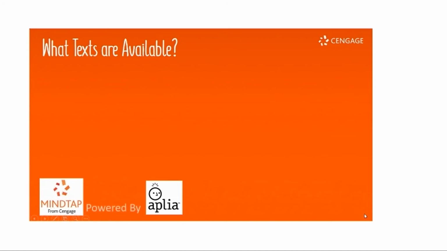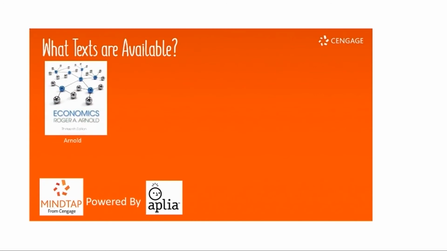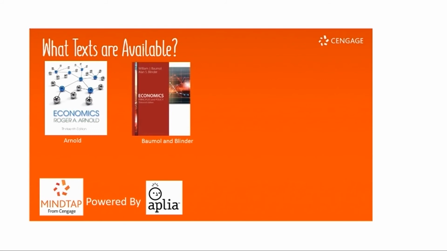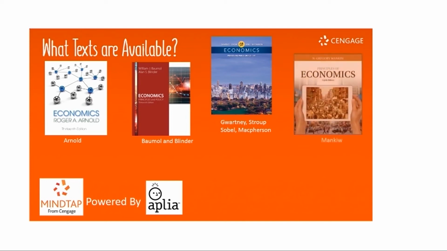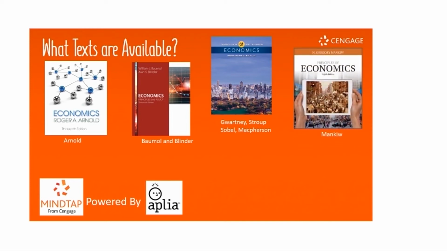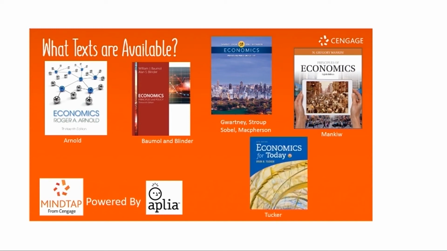So what texts are available with MindTap powered by Aplia? Well, we have Roger Arnold's new edition, Baumol and Blinder, Courtney Stroop, Sobel, McPherson, Greg Mankiw's best-selling Principles of Economics, and Tucker, Economics for Today.